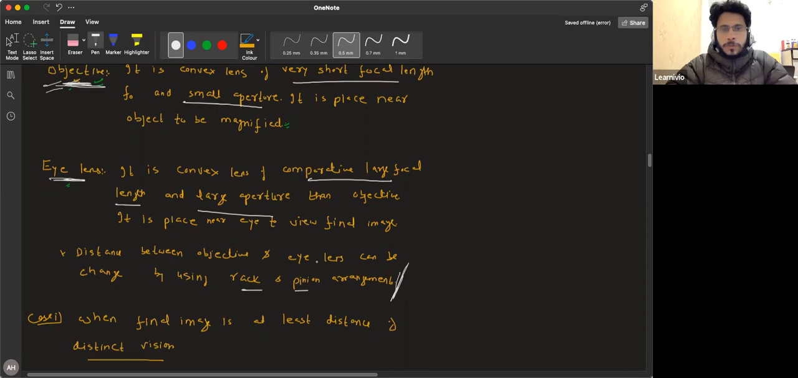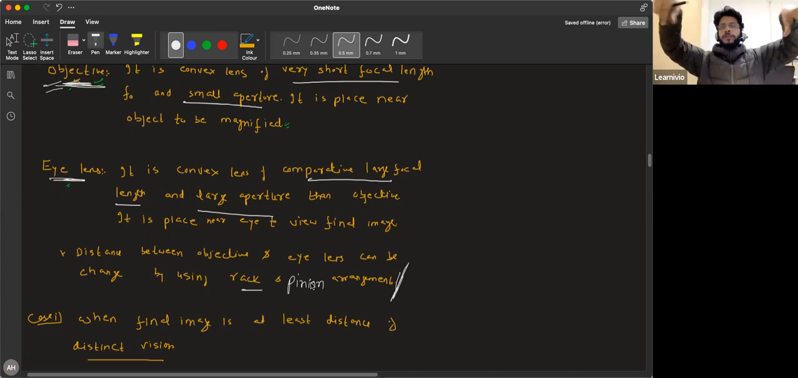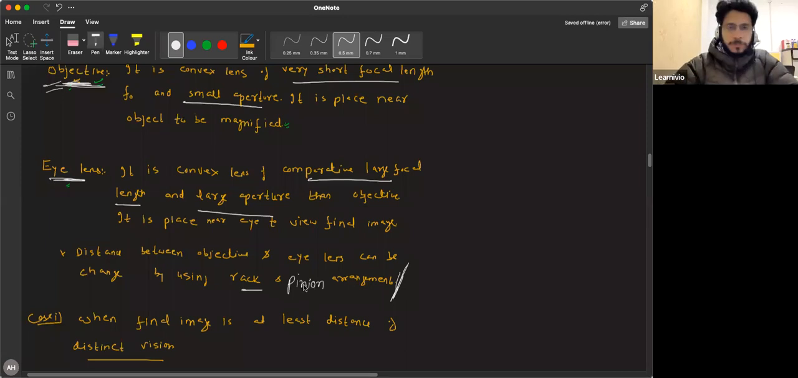By using rack and pinion, basically, you can just change the separation between the two tubes, between the objective and the eyelets. These lenses are arranged at the two ends of the tube. So by adjusting the length of the tube, you can change the separation between the two lenses.